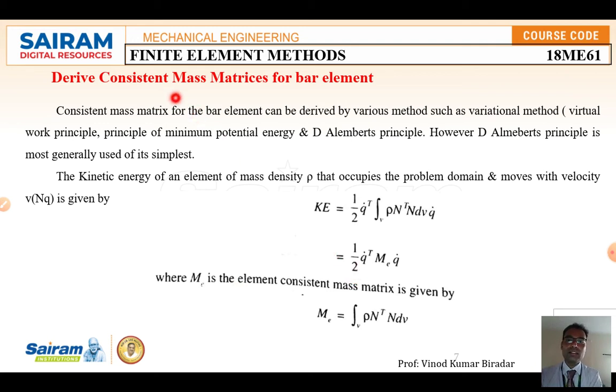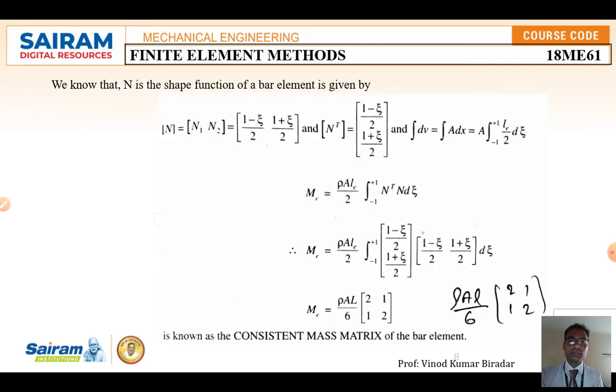So the consistent mass matrix is different, and the lumped mass system is different. Don't be confused. This equation is equal to the integration of mass density, transpose of the shape function N, into dV. We know the shape function N for a given bar element; we already derived this equation for the shape function of the bar element.